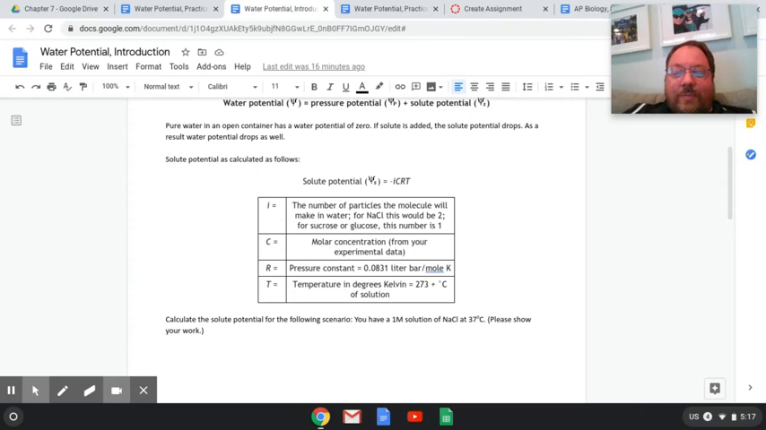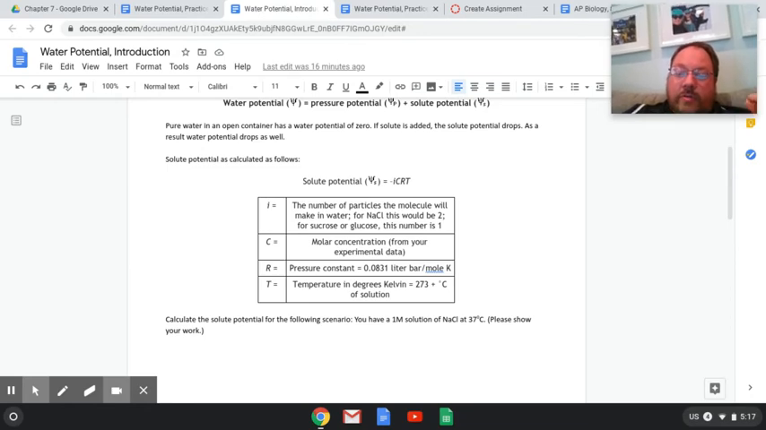C just stands for molar concentration. So again, they'll give you the concentration. That's pretty straightforward. R is a constant. It's minus 0.0831. And again, that's the number you just always plug in. And then the only other trick that they have with this is that the temperature is in Kelvin. So it's 273 plus the temperature in Celsius. A lot of times what you'll see in story problems is they'll give you the temperature in Celsius and you have to convert it to Kelvin.